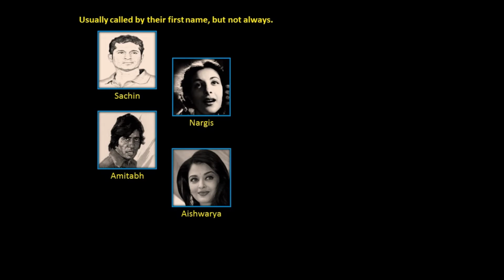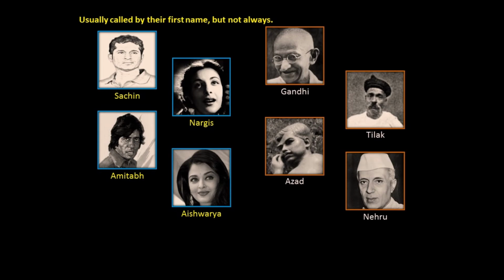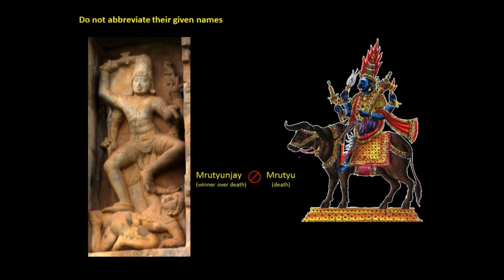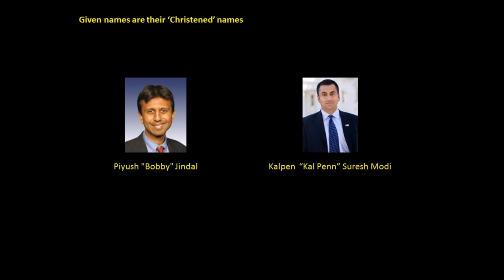Before going into saying the names, please keep these points in mind. Indians tend to call themselves with their first name, although some famous personalities are known by their last name. Indians generally do not abbreviate their given names. It is actually impolite to break their names for simplicity. Imagine if you call Mrityunjay, which is winner over death, as Mrityu, which is death. As a thumb rule, most of the given names are their Christian names. However, a few are known by their pet names or shortened it to suit their workplace.